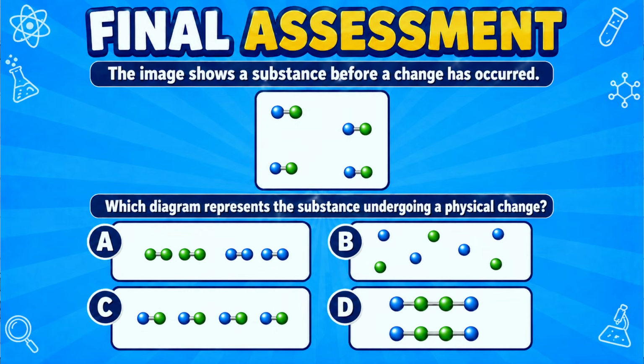Now look at these particle diagrams. Which one represents a physical change? Diagram C. The molecules stay the same, they're only packed closer together. The other diagrams show new molecules. Perfect.